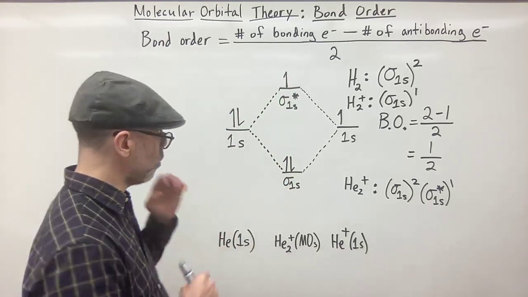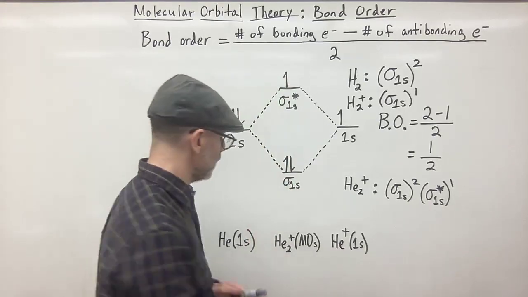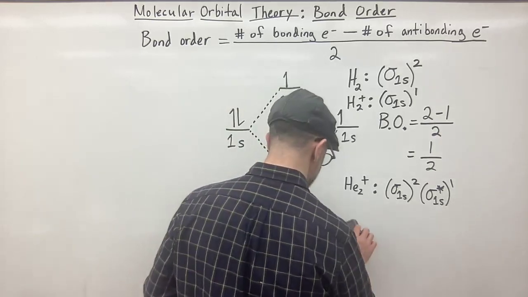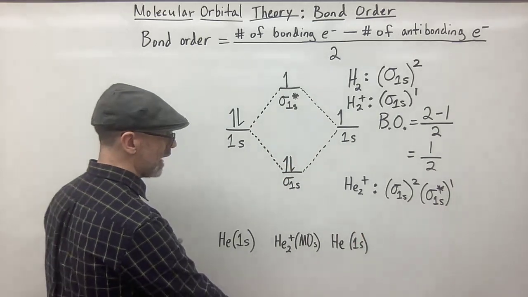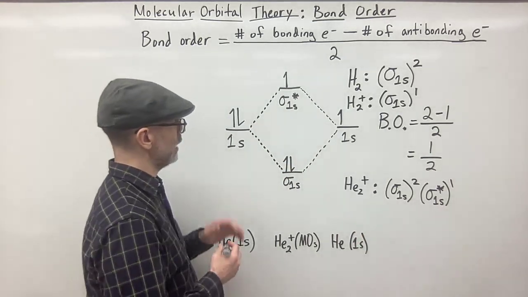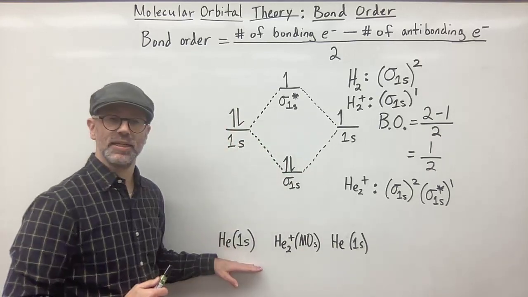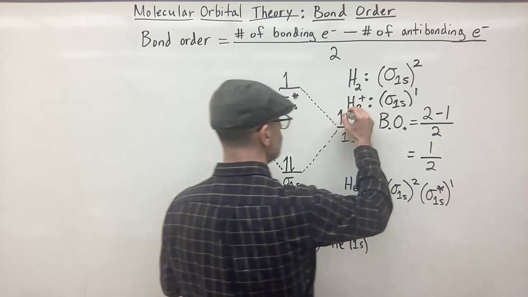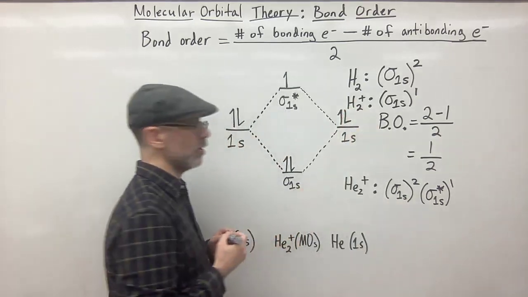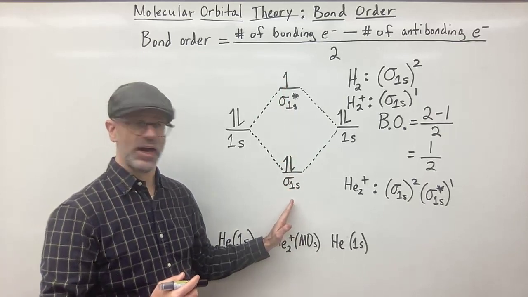Okay, one more. What about He2? So instead of the plus, what about He2? Is that possible? So in this case, we have 2 electrons in this helium. Now we have 2 electrons in that one. So now we have 4 electrons that we have to fill in our molecular orbital diagram with.